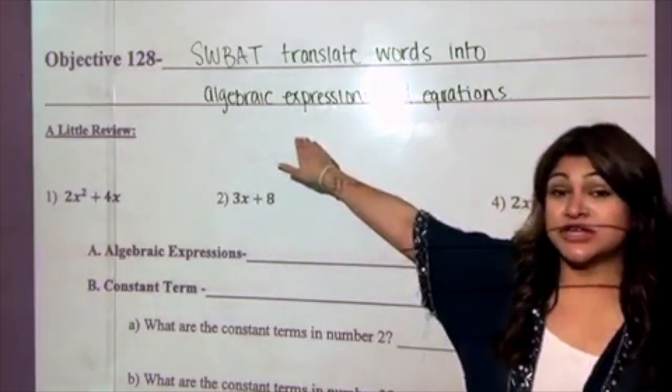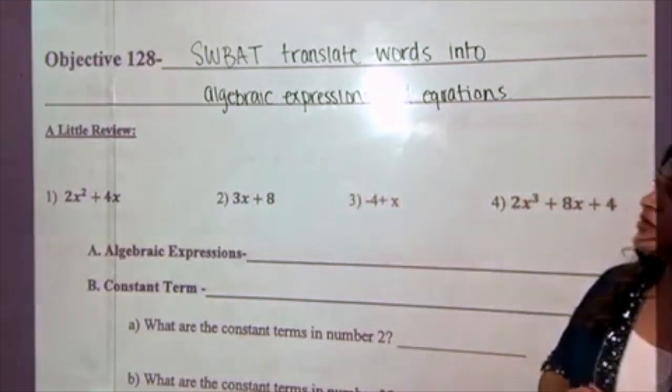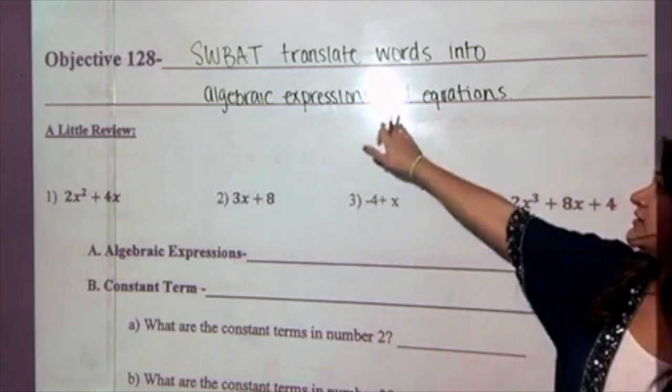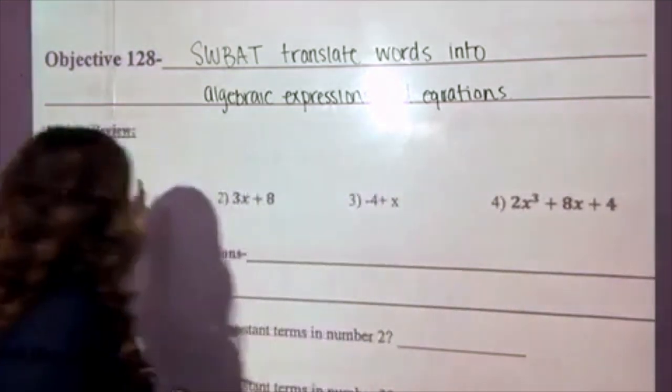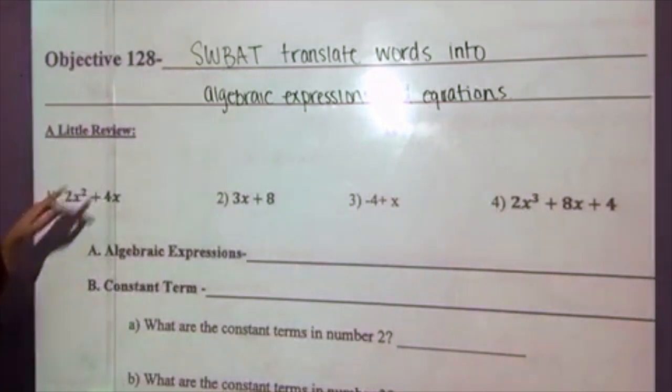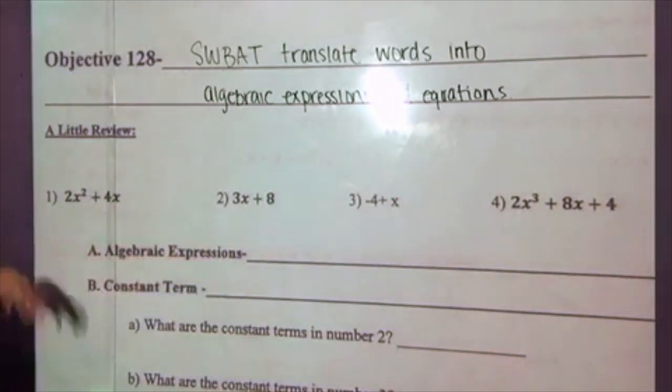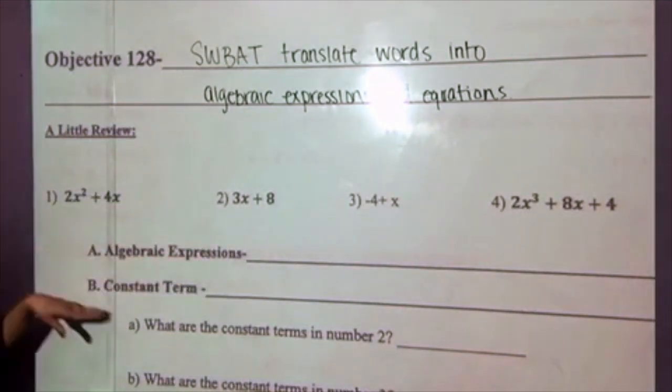Today's objective is objective 128. Students will be able to translate words into algebraic expressions and equations. Before we get into that, we are going to do a little bit of a review. We're going to use problems 1 through 4 to answer part A, B, and A, B.